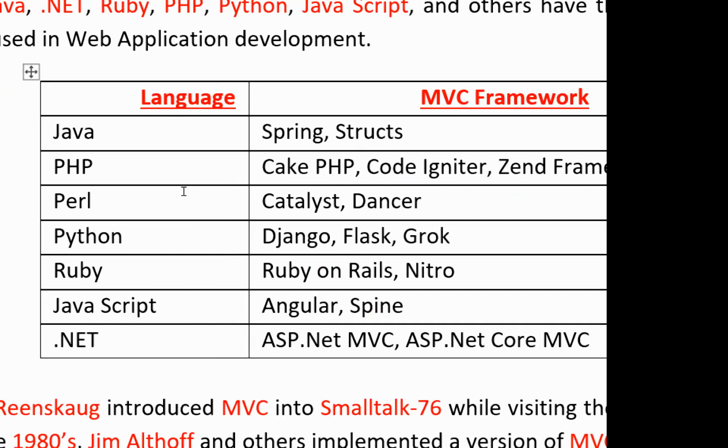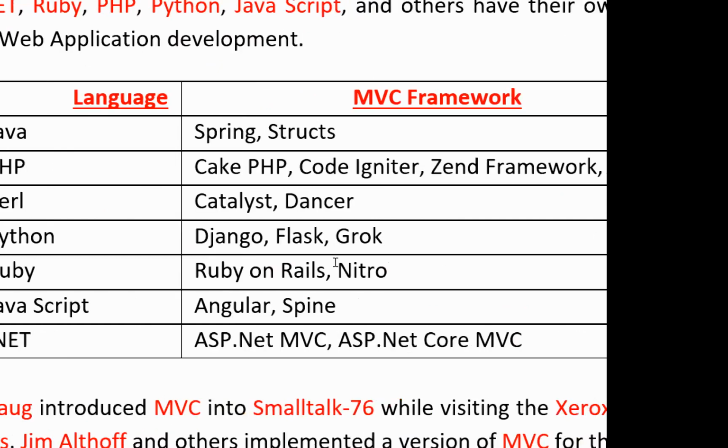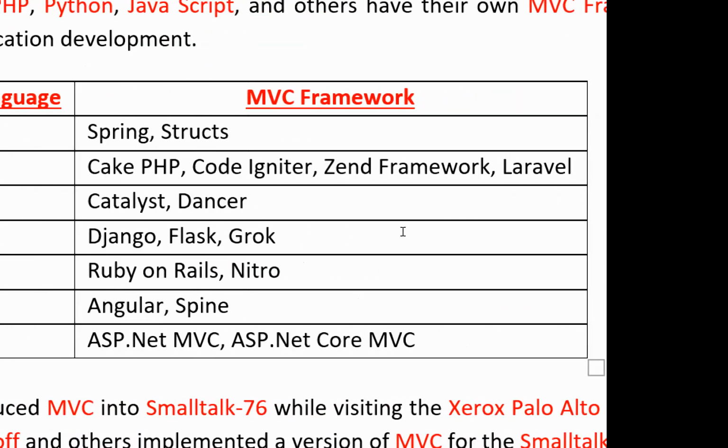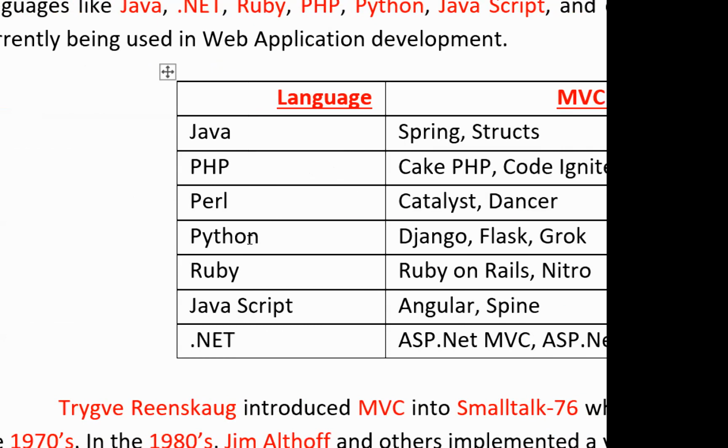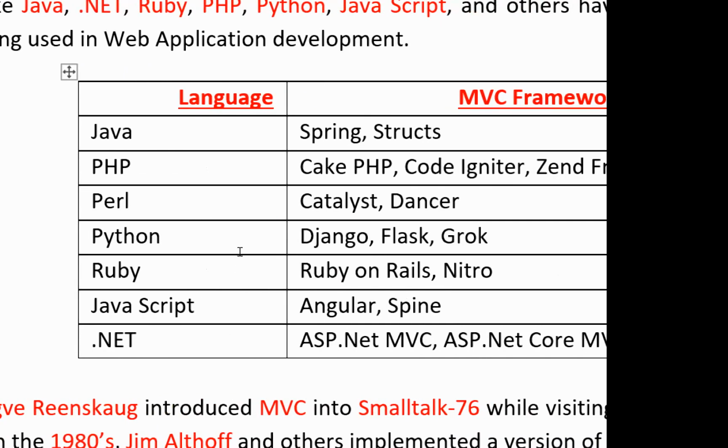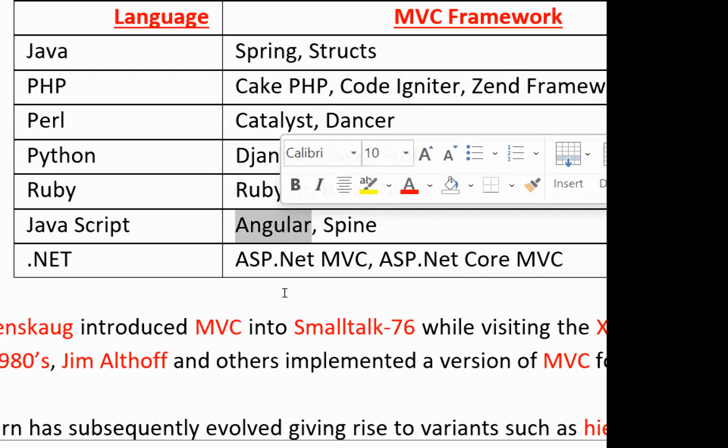What is this? The language and the MVC framework. Java. What is the MVC framework name? Spring and Struts. If you have heard the words Spring and Struts in Java, that is an MVC framework. PHP: CakePHP, CodeIgniter, Zend Framework, Laravel. All these are MVC frameworks only. Perl: Catalyst and Dancer. These two are MVC frameworks from Perl. Python: Django, Flask, Grok. All these are MVC frameworks. Ruby: Ruby on Rails, Nitro. JavaScript: Angular is also an MVC framework, and Spine. Angular and Spine.